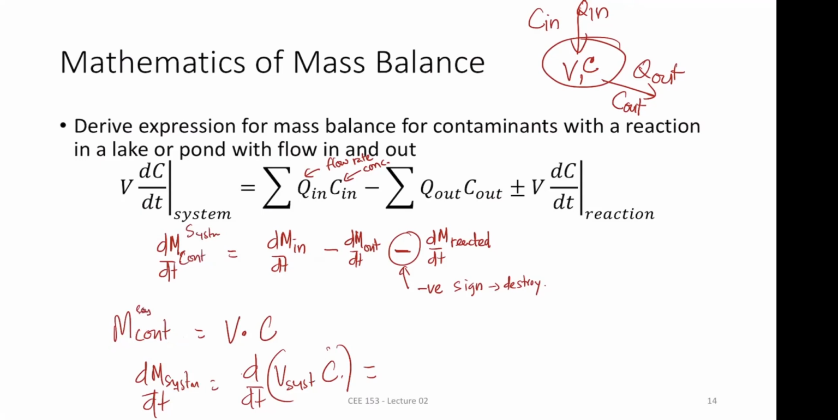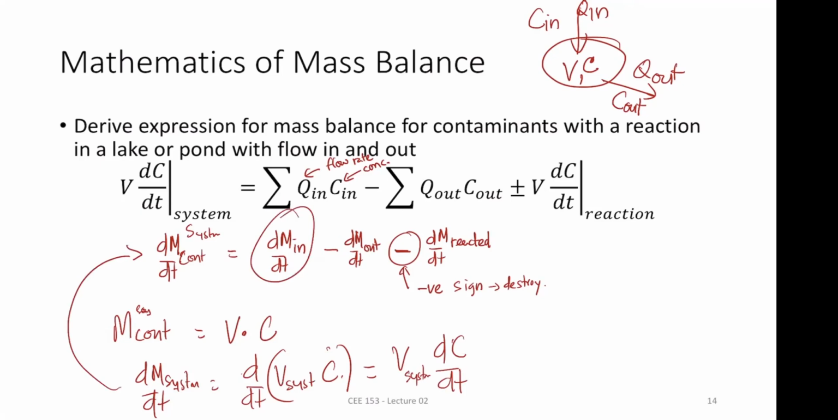Okay. CONT is contaminants. Okay. That's one here. All right. So volume of system doesn't change, so you can derive it out of the system. So this becomes dC by dt. Okay. Volume of system. That's this side. Now let's do this one.